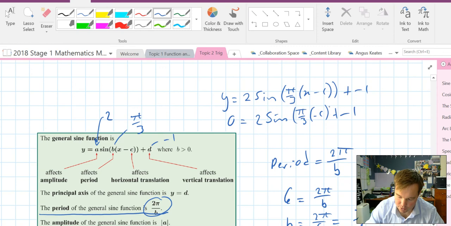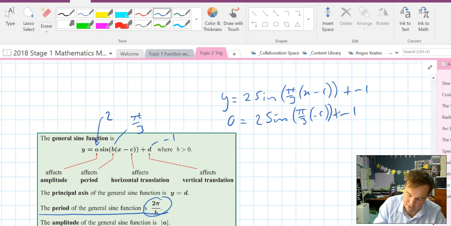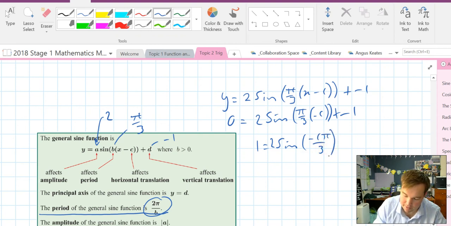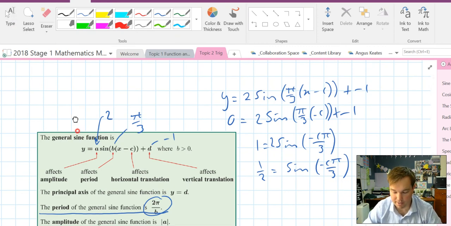Alright, and then we have to use some of our trig skills in order to solve this equation. So in order to solve this equation, we need to add 1 to both sides. 1 equals 2 sine, I'm going to write that as -c pi on 3. And then divide both sides by 2. 1 on 2 equals sine -c pi on 3. And note, this is what you'll do in your investigation, and showing this working is where you'll get your marks from in the investigation.